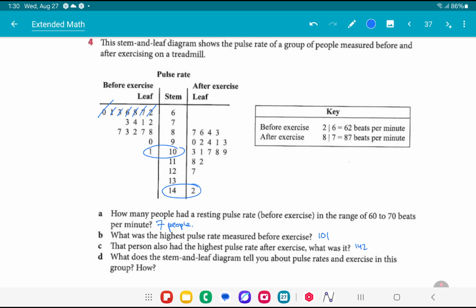What does the stem and leaf diagram tell you about the pulse rate and exercise in this group? So we can tell that exercise increases pulse rate because the data is moving down.